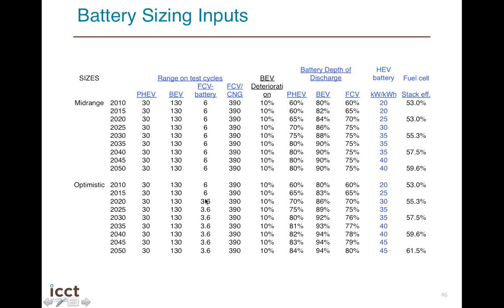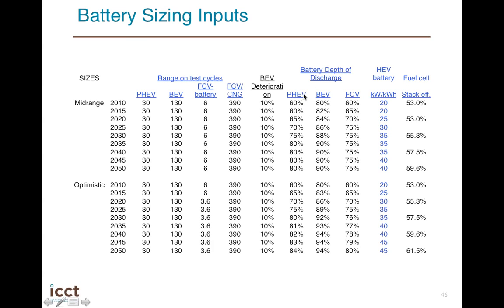Fuel cell vehicles need a larger battery pack than conventional hybrids because they need to partially run on the battery while the fuel cell warms up. And compressed natural gas vehicles, we again use the 300-mile real-world range. We assumed the battery deterioration factor, which also increased the size of the battery pack so that the range did not deteriorate too much in use.